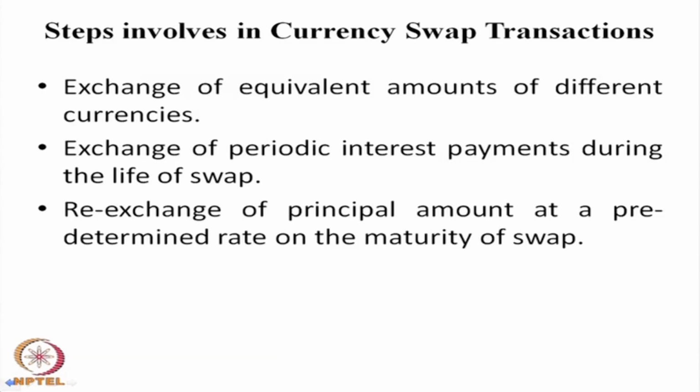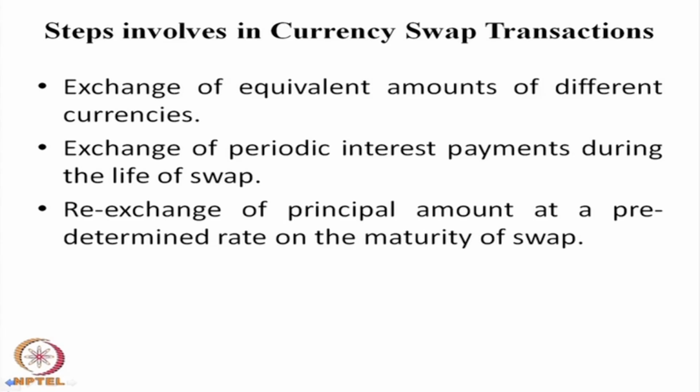If you analyze the process of swap, there are three different steps involved in the currency swap transaction process. First, exchange of equivalent amounts of different currency, that is the principal transaction. The two parties agree to sign the swap contract. So, the first transaction takes place among them, exchange of currency, that is the principal transaction.